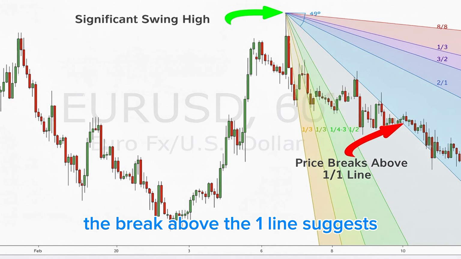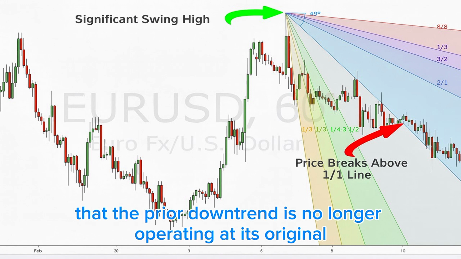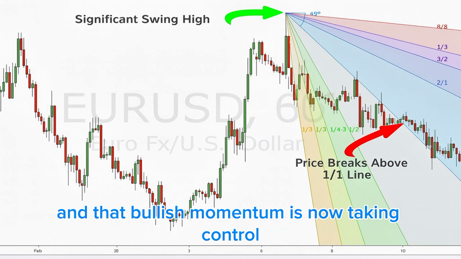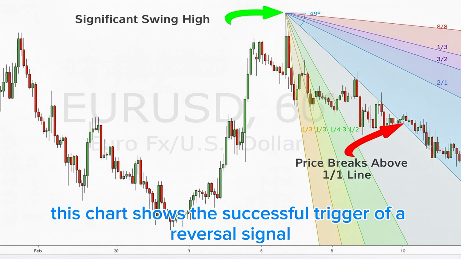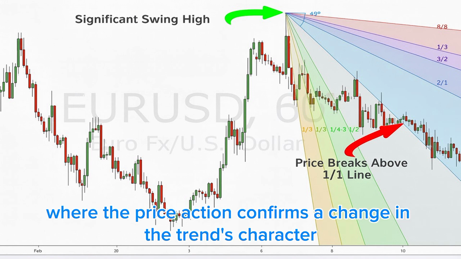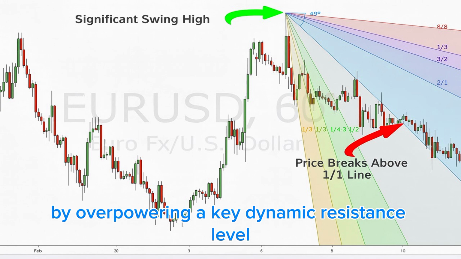The break above the 1x1 line suggests that the prior downtrend is no longer operating at its original balanced speed and that bullish momentum is now taking control. In essence, this chart shows the successful trigger of a reversal signal, where the price action confirms a change in the trend's character by overpowering a key dynamic resistance level.